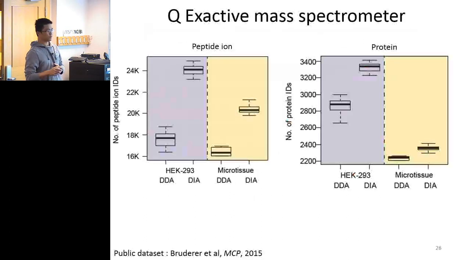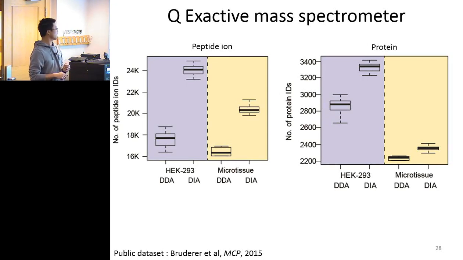So we just apply the new data to our pipeline to show that, okay, here are two different cell lines, HEK 293 and micro tissue liver cell line. Then we compare DDA and DIA. Because this mass spectrometer is so powerful, we can see here that using DIA on this mass spectrometer, we get a very good result.